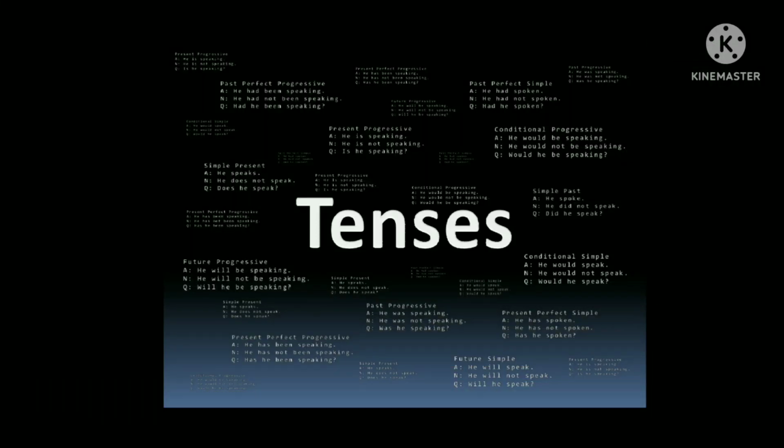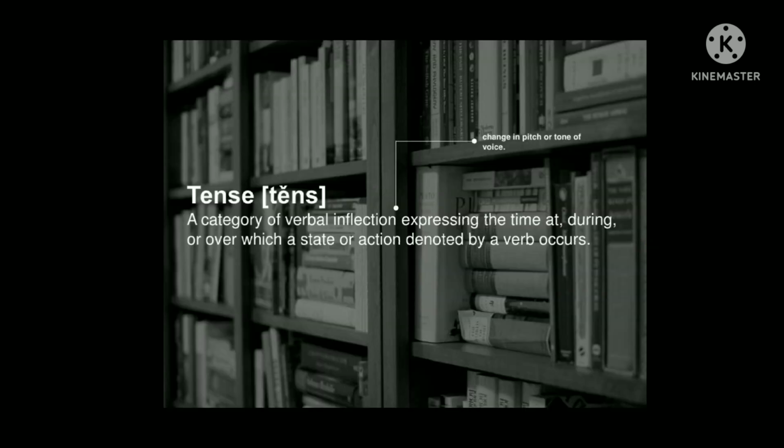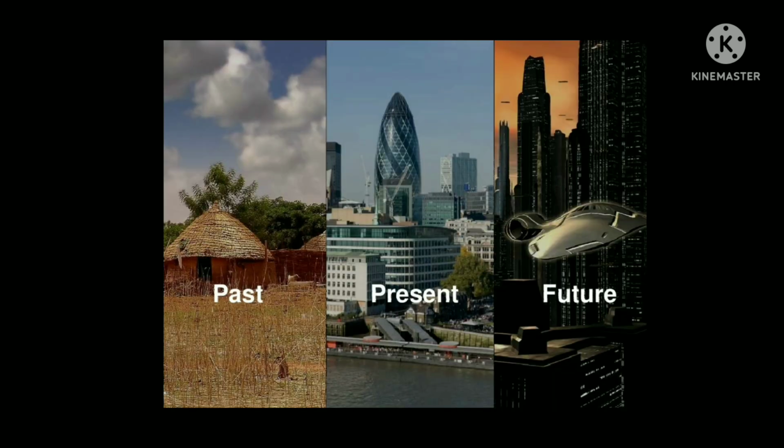Today in this video we shall learn about the tenses. Tense is a category of verbal inflection expressing the time at, during or over which a state or action denoted by a verb occurs. Here we have three types of tenses: past, present and future.